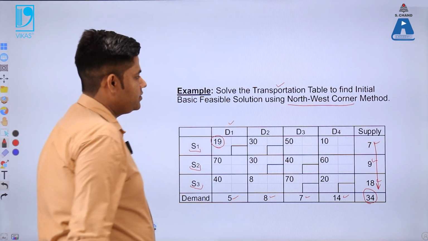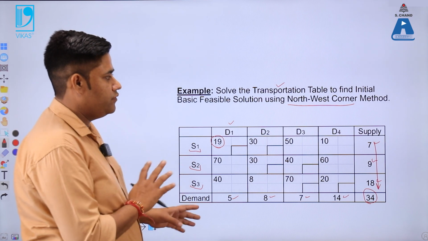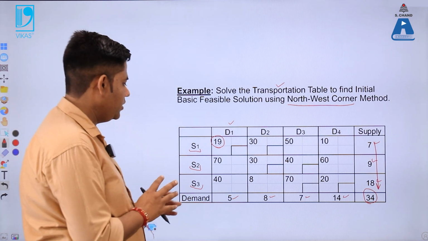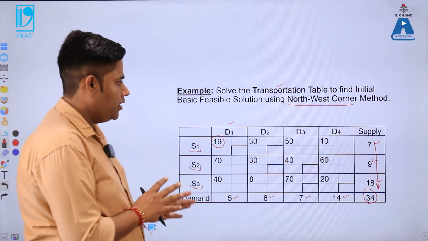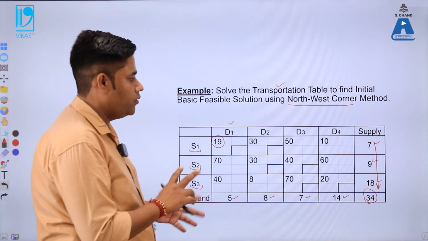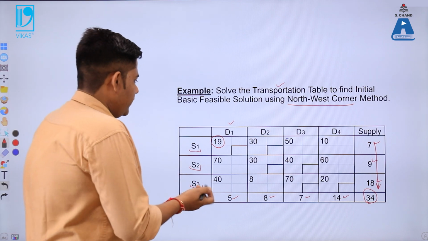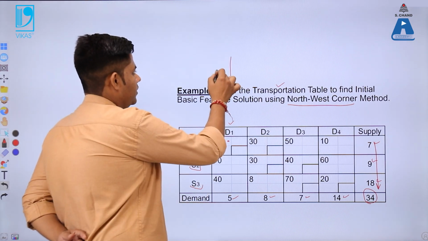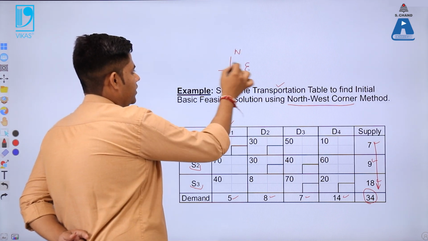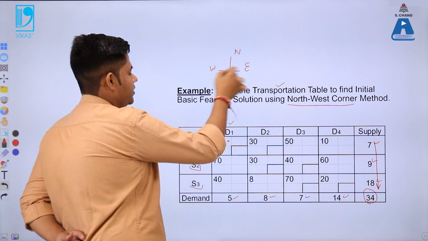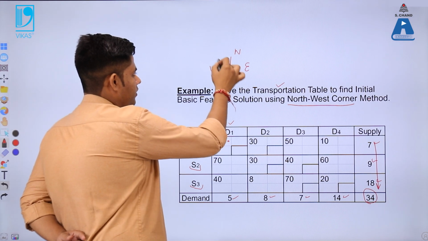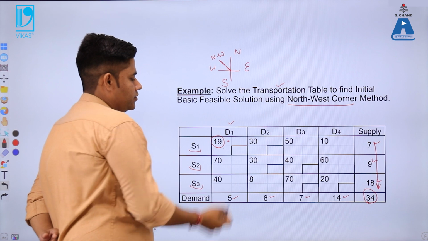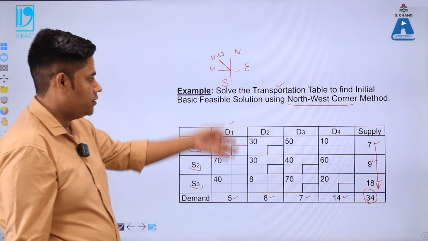As the name suggests, you need to choose the northwest corner and substitute the number of items which is the minimum of the two. Let's say for example, the northwest corner is this corner. As you can see, these are the directions north, east, west and south, and this corner is the northwest corner. So always we need to choose this northwest corner as per the procedure.